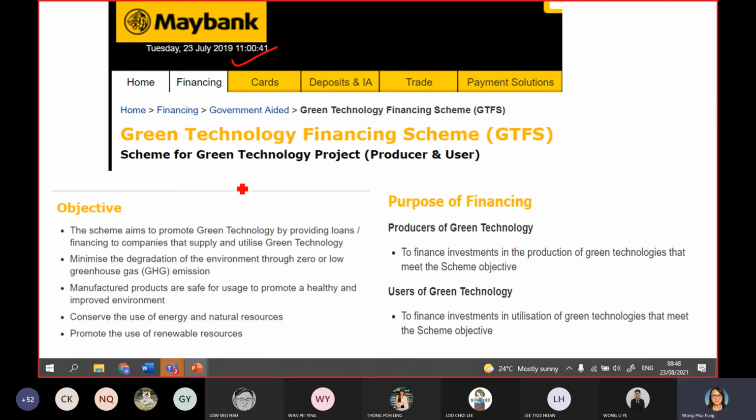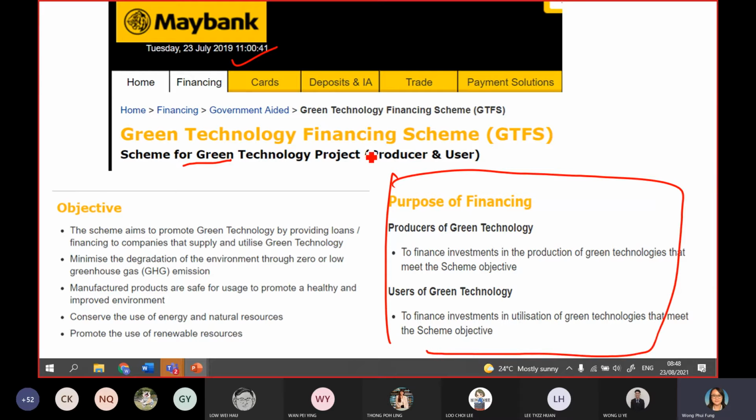Under Maybank, they also participate in this scheme called the Scheme for Green Technology Project for producer and user. So you can see that this green loan is specifically for those who produce and those who use green technology. Here you can see the purpose, meaning how you want to encourage developers to practice sustainability. Of course, the first thing, in terms of the bank, is that they should provide this green loan to encourage them, to trigger them, to kickstart more sustainable projects.